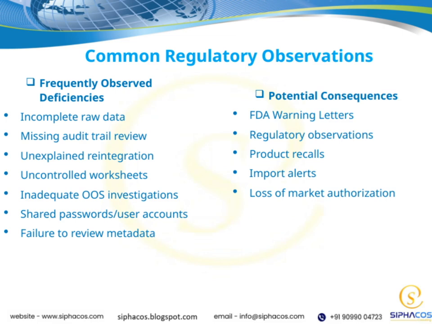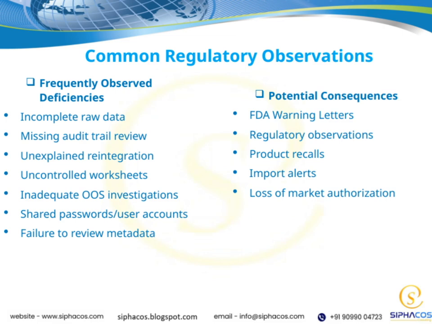For instance, incomplete raw data is a frequent issue, meaning data that's missing or not properly documented, which raises questions about data integrity. Missing audit trail reviews are also common. Without a proper audit trail, it's hard to verify what changes were made and when. Unexplained reintegration of data or materials can also be problematic, as it suggests potential manipulation or unapproved modifications. Uncontrolled worksheets or spreadsheets that aren't properly managed pose risks of errors.